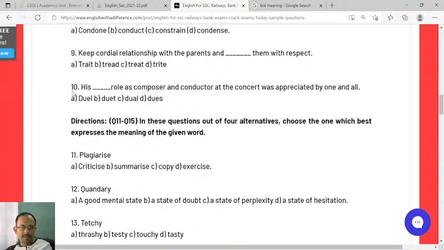This is a bit difficult. His dash role as composer and conductor at the concert was appreciated by one and all. So his duet, dual, dues. So which one do you think is the correct answer?